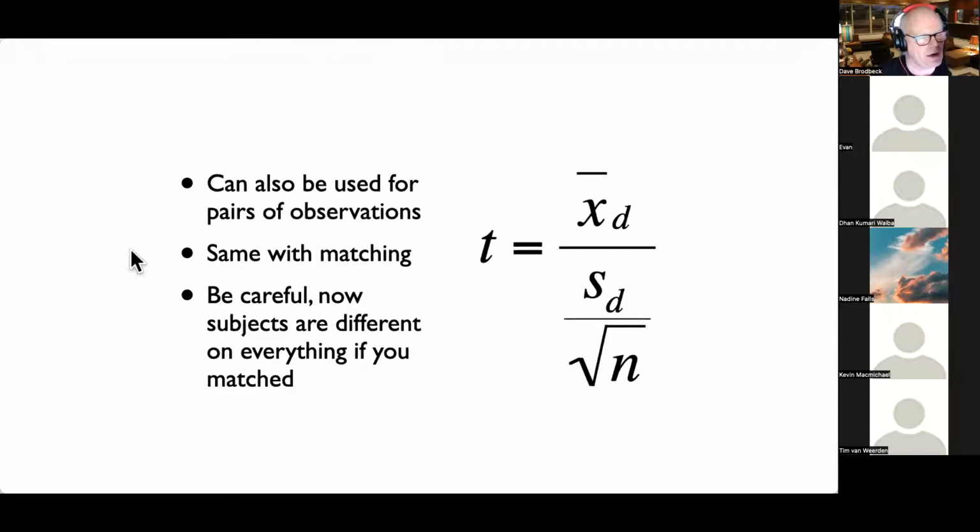And you've got to be darn careful what you're doing here, because now that you've matched people on a variable, they're now different on every other variable. So we should be really hopeful that they're the same.